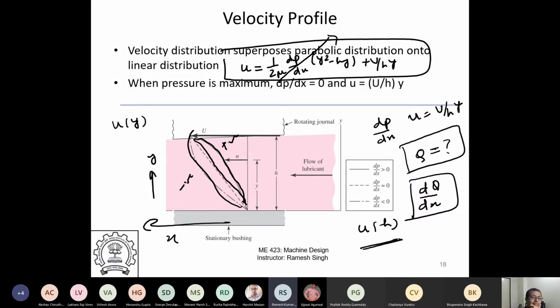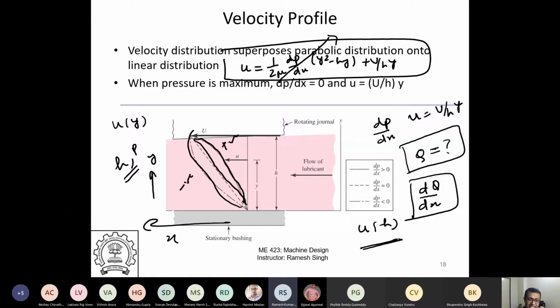So we wanted to find something. The idea was that we want to find a governing equation which will predict the film thickness and the film pressures. That is the idea. So what will be the film thickness and the pressures? This is what we want to do.